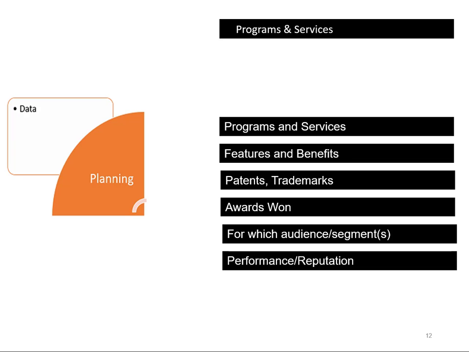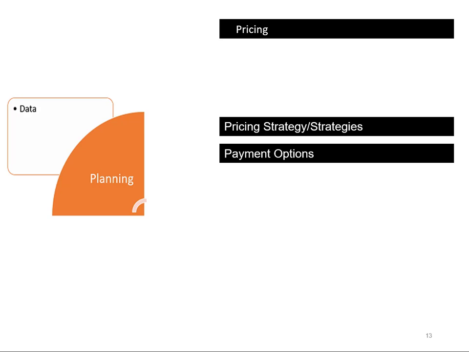Products, programs, services, what are they? What are their features, each one, and what are their benefits, each one, for what audiences they're serving? Patents, trademarks, other things like that. Awards won, and then performance and reputation over the recent history. Do they have fast-growing cash cows? Do they have a lot of programs in the maturity phase? Things of that nature. Pricing: we want to look at the strategies that they're using, payment options, and things of that nature.